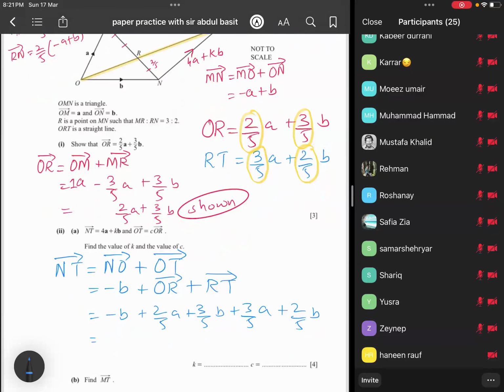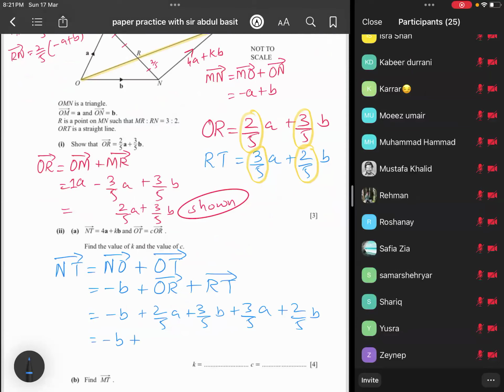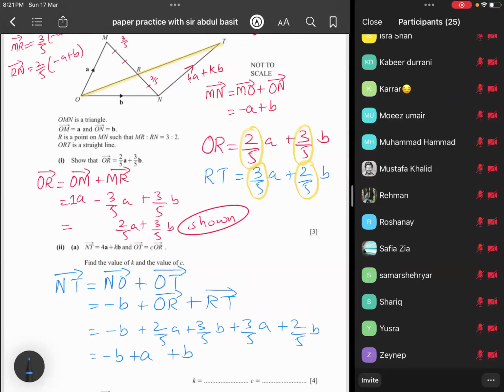Okay, so can I say minus b? 2 plus 3 is 5, so 5 by 5b, and 5 by 5a is a. Look at this, 2 by 5a and 3 by 5a would be 5 by 5, which means 1a. Yes or no? a minus b plus b. So can I say that NT is minus b? That turned out wrong, this is wrong, because everything has cancelled out.